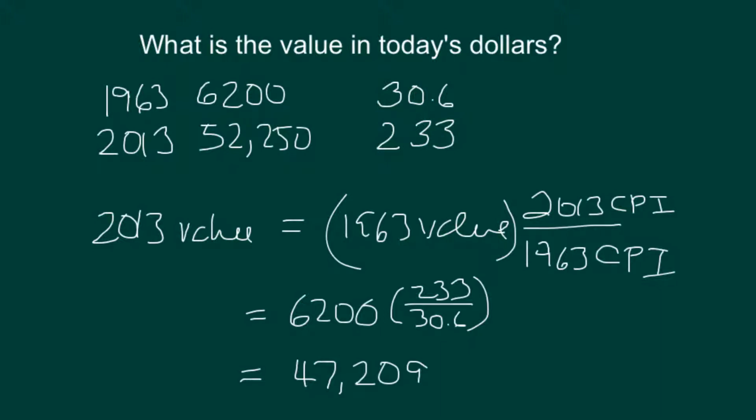So what we have done then is said that using our CPI, the average household earned $6,200 in 1963 dollars, which is supposed to be equivalent to the 1963 household on average earning $47,209 in 2013 dollars. So if these CPIs are correct, if they're not overestimating or underestimating inflation, then what we can see is that average income in real terms, once you remove the inflation, has gone up from 47,000 to 52,000 in the last 50 years.